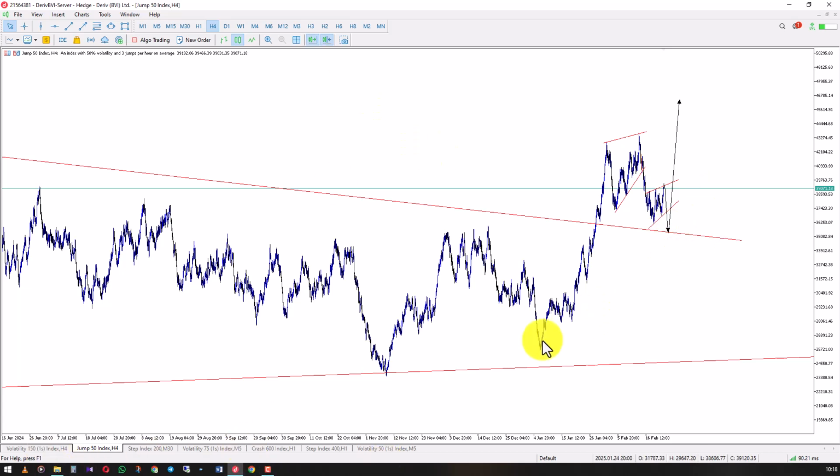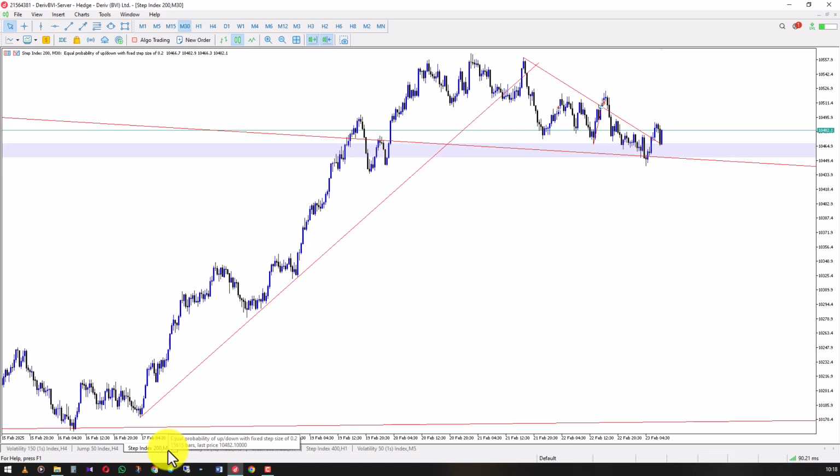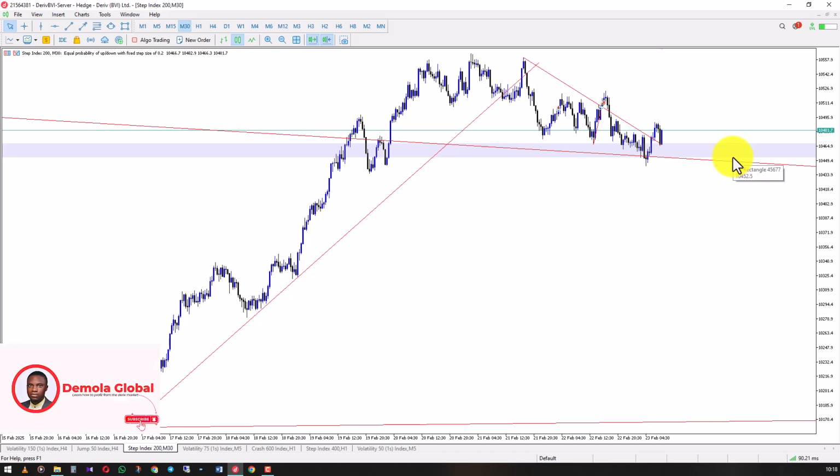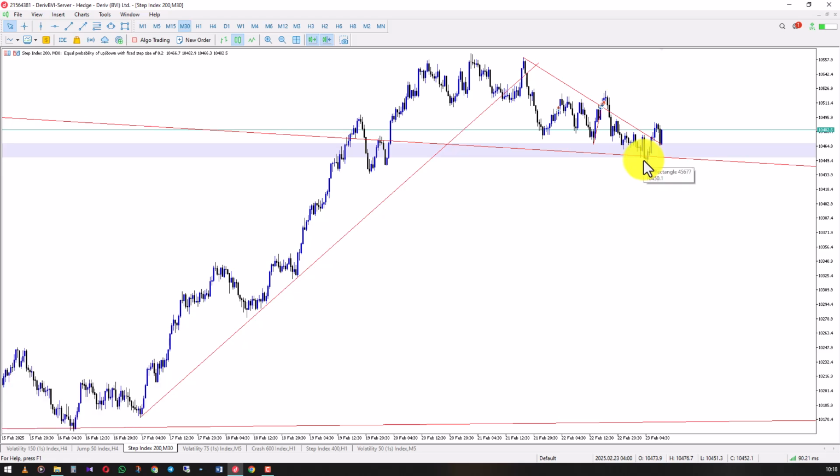So that's Jump 50. On Step 200, we had a lot of drama happening here. A lot of drama has been happening so far on Jump. Of course, it has tested where we wanted to test, right? I was taking out some positions. Forgotten when, maybe it was yesterday, yeah. Trying to buy or sell off from some places, and it just wasn't working. All right, but it has finally done what I was expecting it to do.